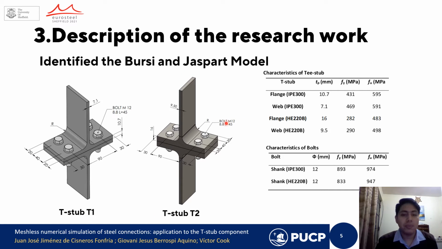Well, in the Jasper and Berrospi work, they studied two T-stubs, the T-stub T1 and the T-stub T2. You can see here the geometry properties of the two T-stubs. Also, we can find in the table on the top right the yield stress and the ultimate stress, and the thickness of the flange or arm of the web. Also, we can find the characteristics of the bolts. They are M12, 8.8, and they have a yield stress and an ultimate stress of 893 and 974.